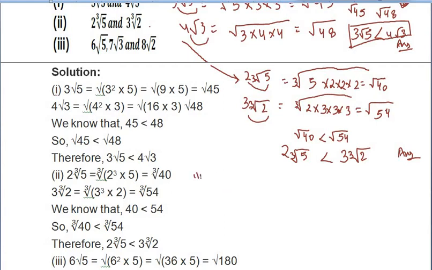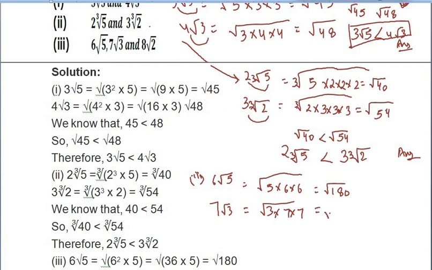Third one, what is the third one? In the third one the value given is 6 under root 5. 6 under root 5 will be under root 5 into 6 into 6, means under root 5 6s are 30, 36s are 180. The next number is 7 root 3. 7 root 3 means under root 3 into 7 into 7, it means 3 7s are 21 and 147.